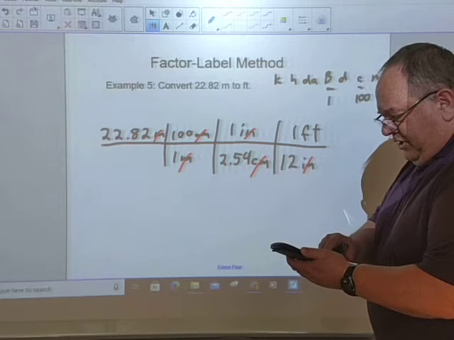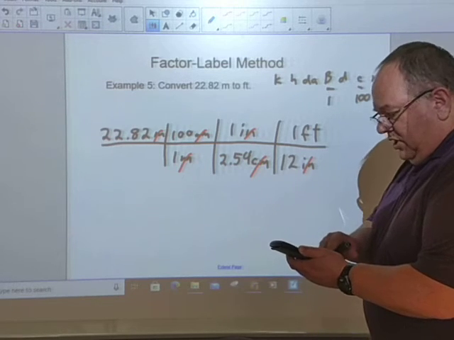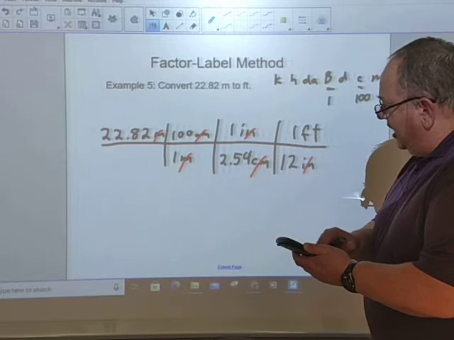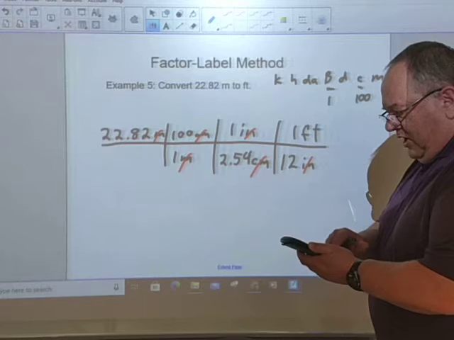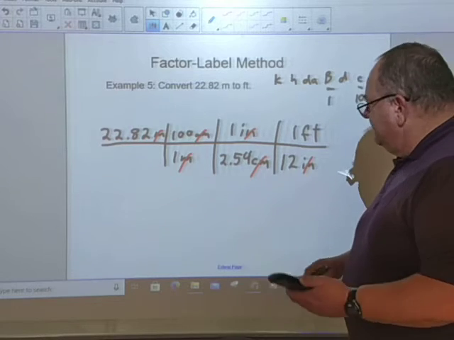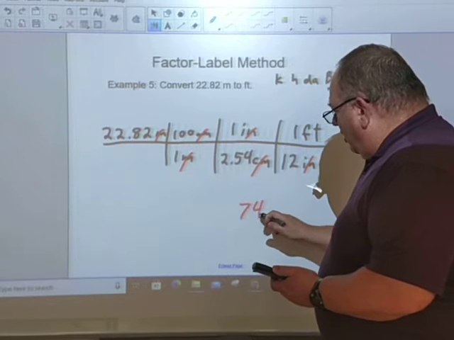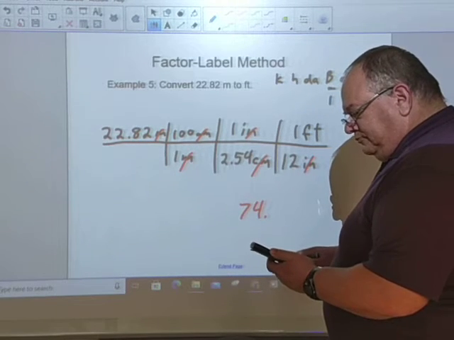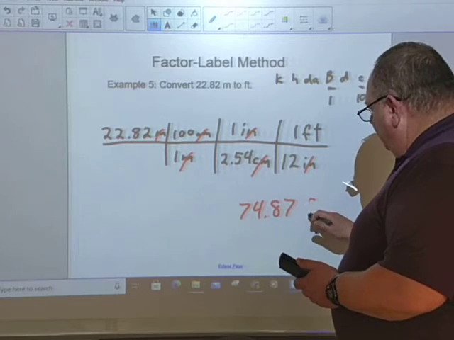So I'm going to take 22.82 times 100 divided by 2.54 divided by 12 equals 74.87 feet.